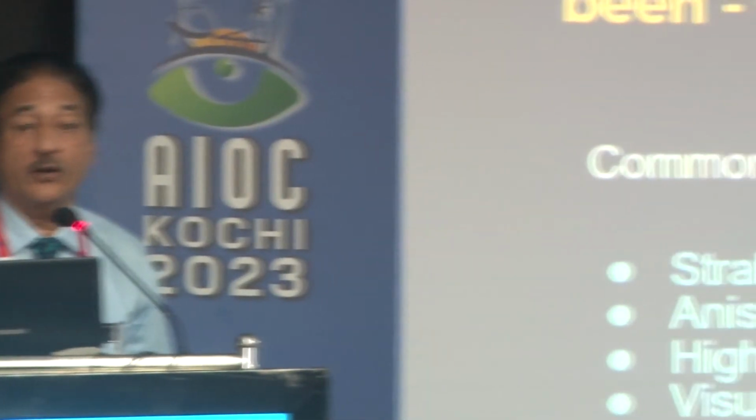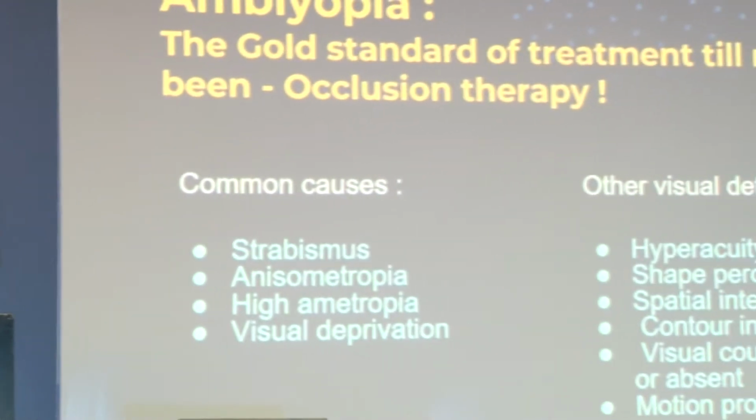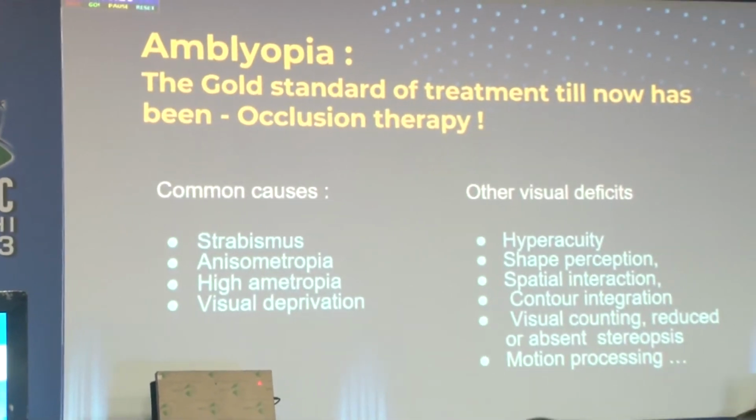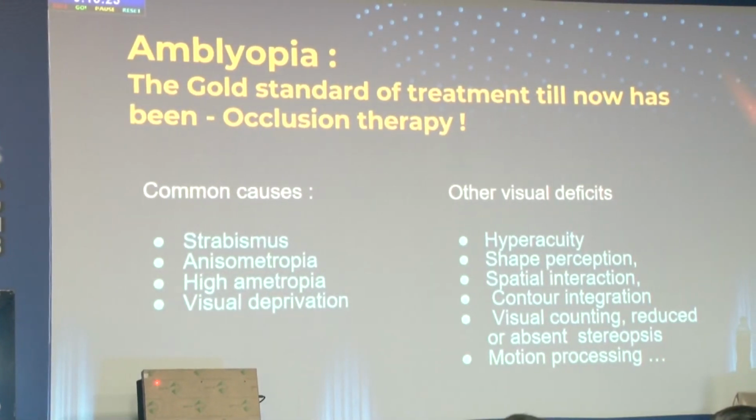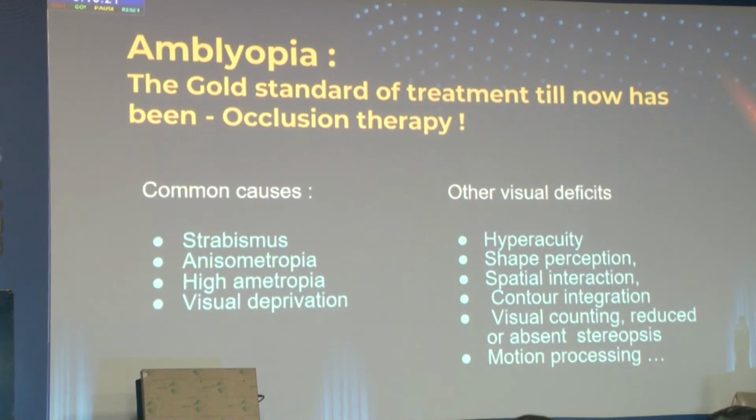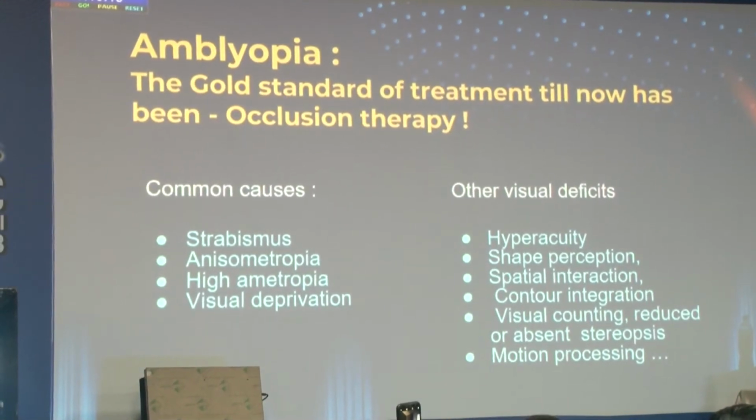What is the old definition of amblyopia? A difference of two lines. Is it really the correct definition? You all know it is not, because there are a number of other problems associated with amblyopia, like hyperacuity problems, space perception problems, spatial interaction, contour integration. So many problems are there. How can you say just a difference of two lines between the two eyes is amblyopia? It's a dustbin diagnosis. You cannot diagnose amblyopia based on just checking vision.